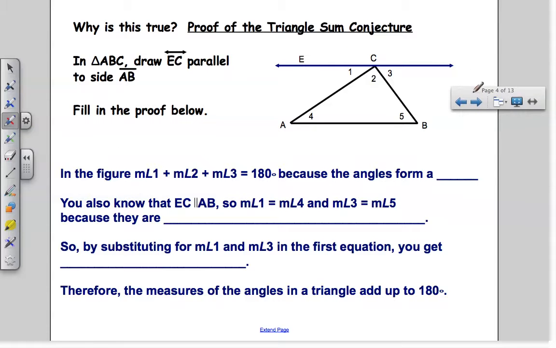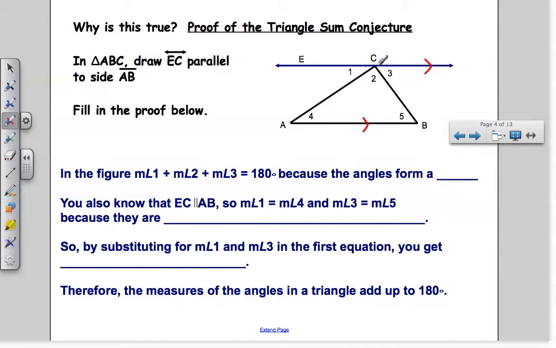And this is just a quick proof. You don't necessarily need to write this down, but you should be able to follow along with me. We're doing a quick proof of the triangle sum conjecture. Why do the angles in a triangle add up to 180? Well, I started with triangle ABC here, and I drew in what's called an auxiliary line, when you put something else in a proof. I drew in line EC so that it is parallel to side AB. So I'm going to mark these parallel. See, I drew this so that was the case.